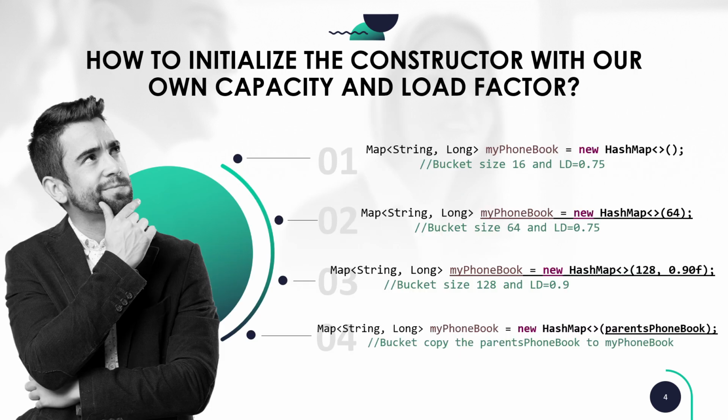Now, the next topic is how to initialize the constructor with our own capacity and load factor. As I mentioned, if you do not provide anything, like this one, I have a map which has a key of type String and a value of type Long, called myPhoneBook, and I'm creating a new HashMap. Here I'm not providing anything as part of the constructor. So by default the bucket size will be 16 and the load factor will be 0.75, which I already mentioned.